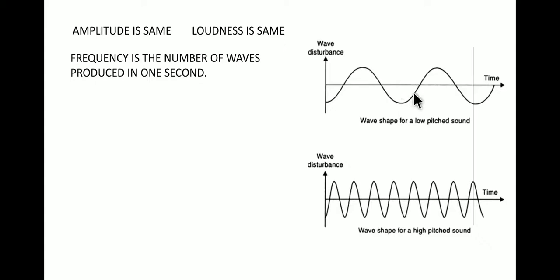Frequency means the number of waves produced in 1 second. So the frequency over here is 2 and the frequency over here is 7.5. This means this wave has more frequency compared to this wave. So compared to this wave, the pitch of this wave will be high. That means it will have a more shrill sound, and this wave, since its frequency is less, will sound grave. It will not be shrill.